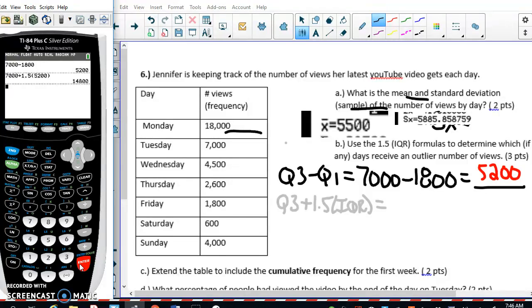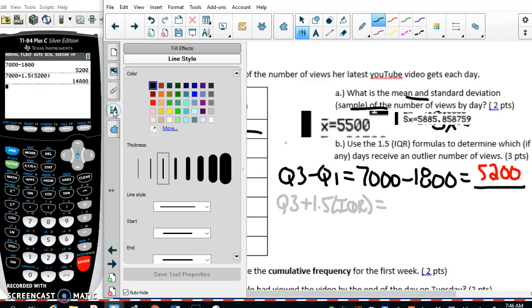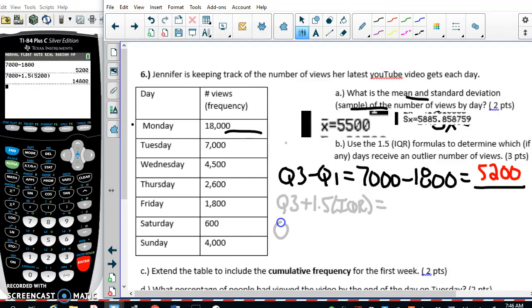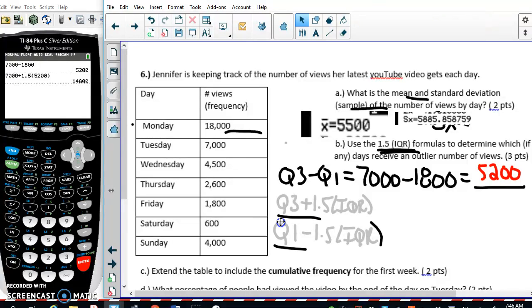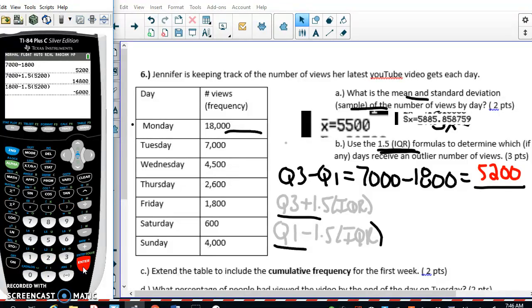When we do that one, our next formula we're going to be using, let me ghost this out. Okay. So we ghost this one out too. So we have Q1 minus 1.5 times IQR. That's our next formula. You have to know these. Okay, the hint is here. It says 1.5. So you really just need to know Q3 plus and Q1 minus to set this up. So let's set this up. So we have 1,800, subtract 1.5 times 5,200. Okay, boom. We get negative 600.